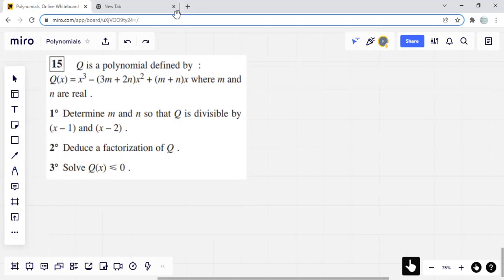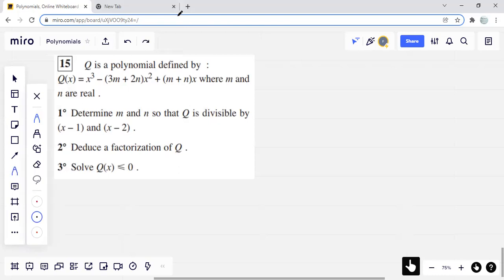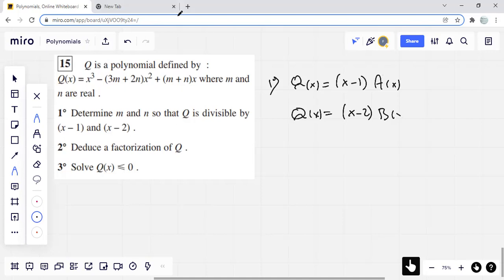Okay, what's the first question? Determine m and n. We have to determine m and n so that q is divisible by x minus 1 and x minus 2. Okay, what do we mean by divisible? Okay, this is for part 1. We say that q of x is divisible by x minus 1 if we can write q of x as x minus 1 times a of x, some polynomial a of x, and q of x can be divisible by x minus 2, meaning it can be written as x minus 2 times some polynomial, let's say b of x.